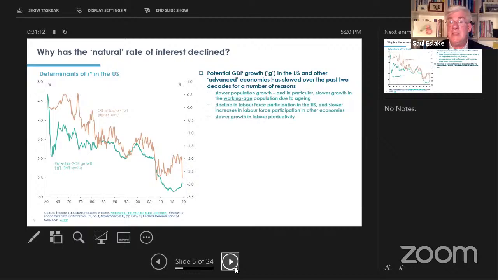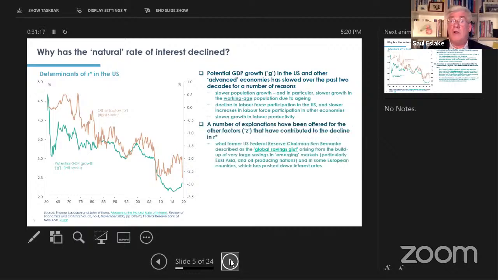But at the moment, let me leave those factors there and note that there are also a range of other factors that in the formal modelling that I've depicted in the chart on the left are often grouped under the heading Z that have contributed to the decline in R star, the natural rate of interest. And one of those that former Fed Chairman Ben Bernanke devoted a lot of attention to was what he described as the global savings glut.